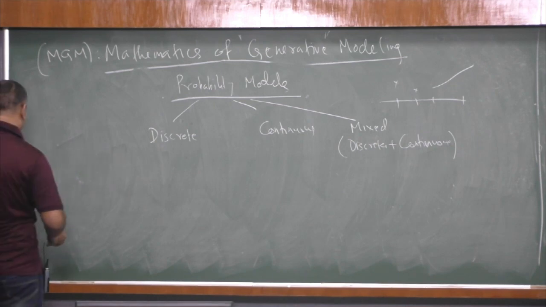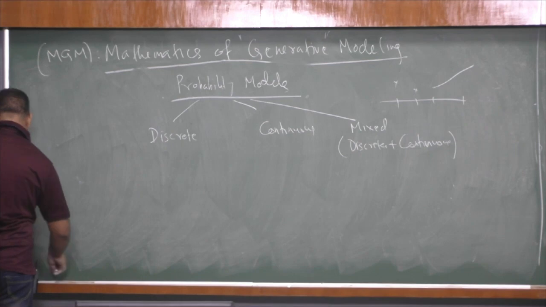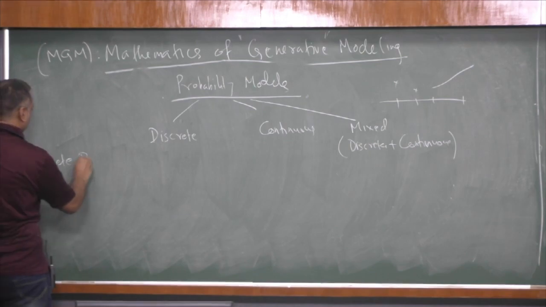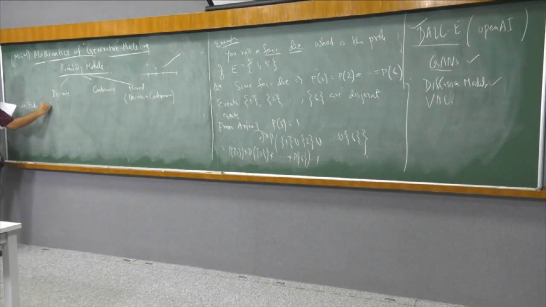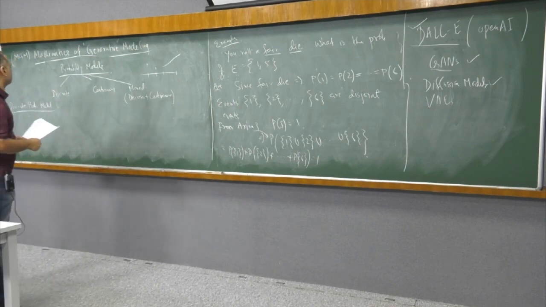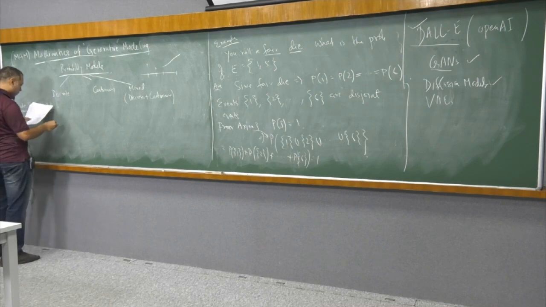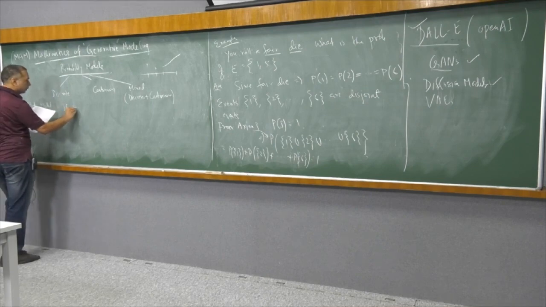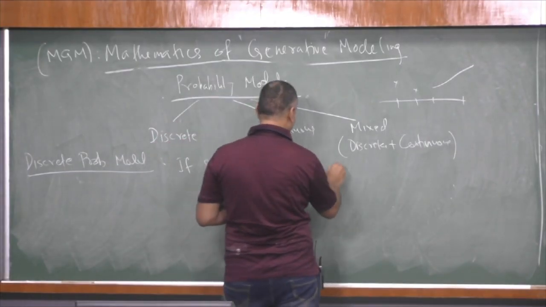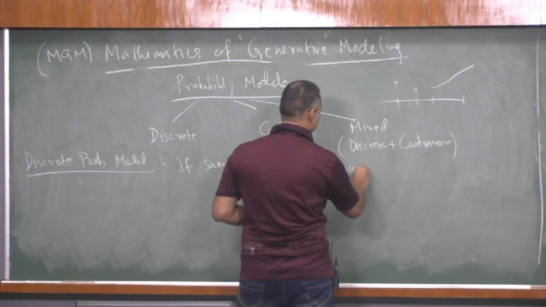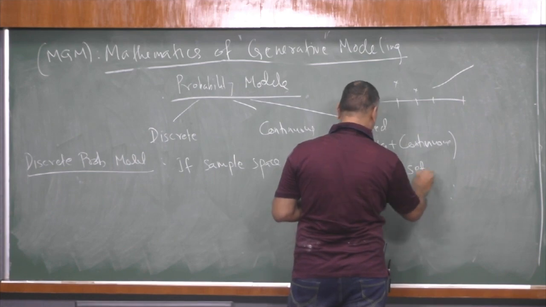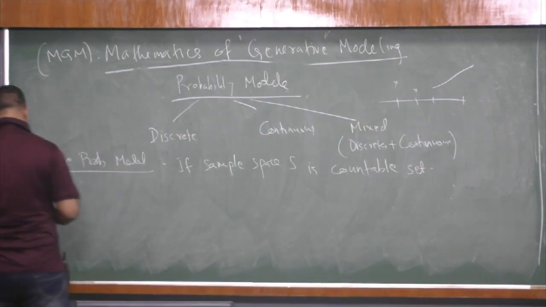So when do we define a discrete probability model? Let us define that. Basically everything depends on the sample space. So the sample space is discrete and countable and so on. If S, the sample space, is countable, and countable includes finite also, is a countable set, then we call it a discrete probability model.